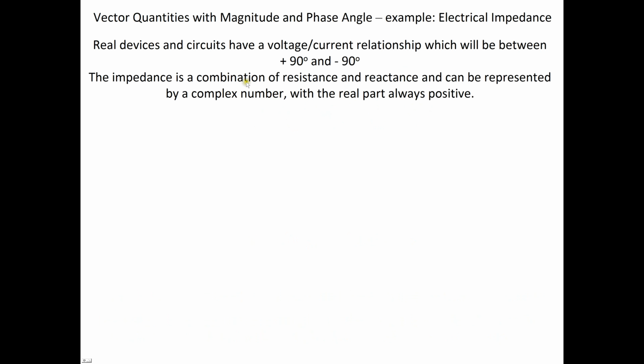So real devices and circuits will have a voltage current relationship which will be somewhere between plus 90 degrees and minus 90 degrees. And we talk about the electrical impedance of a device or of a system as a combination of resistance and reactance, and it can be represented as a complex number, but the real part will always be positive.